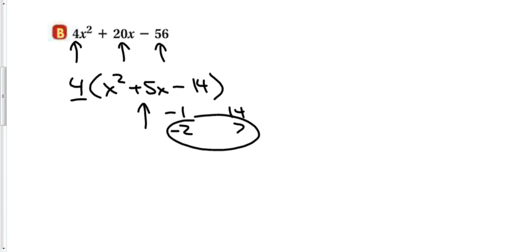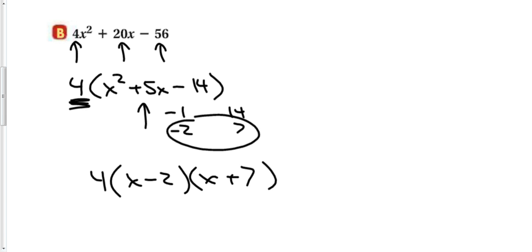Now, of course, don't lose the 4. So we have 4 times my two factors, which are going to be x minus 2 and x plus 7. FOIL that back out to double check.